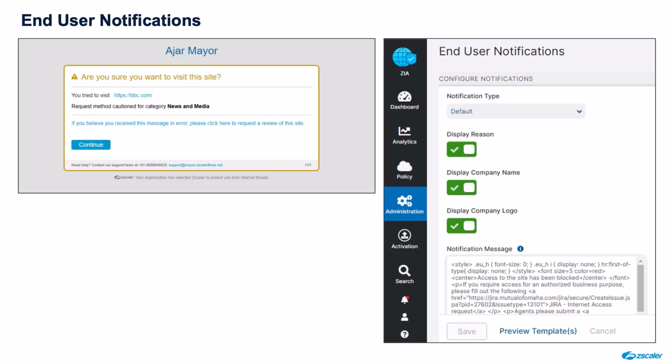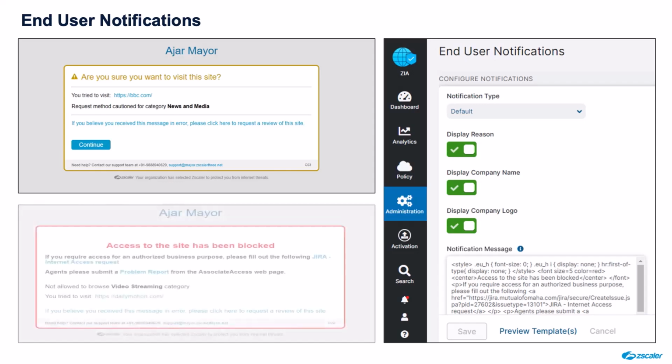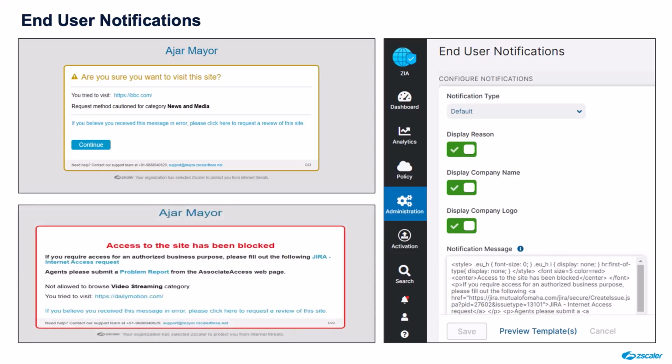And also, if any website or destination is blocked for them, it is important to notify the end user about why it got reported, who they should contact, and what they have to do to unblock that particular access. This is very critical as part of the end user notification.